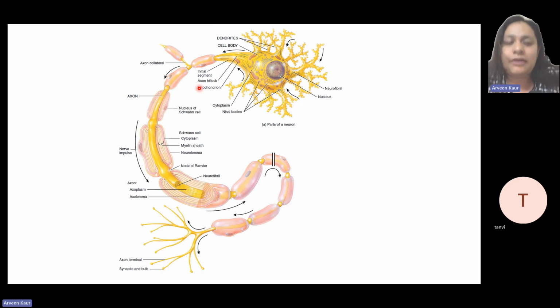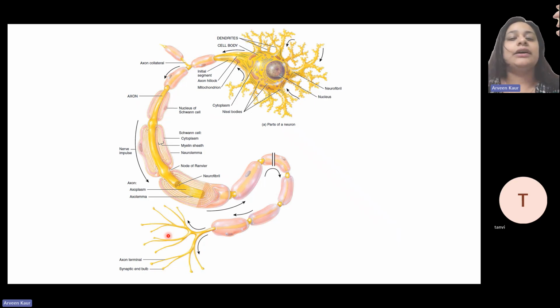We have also seen that this axon sometimes has branching from the main body of the axon. There is some branching at right angles, which are known as axon collaterals, right? Also, these axons at the end have finer endings, right? These finer endings are known as telodendria or axonal terminals, right?